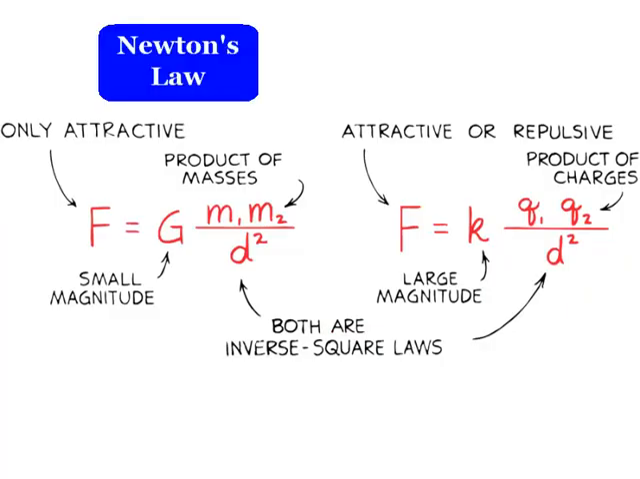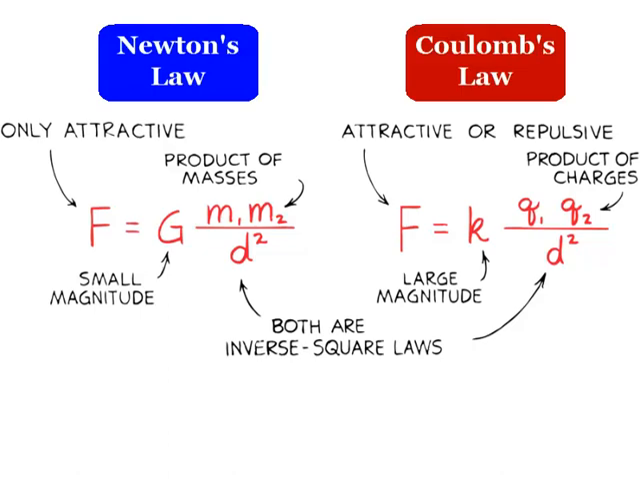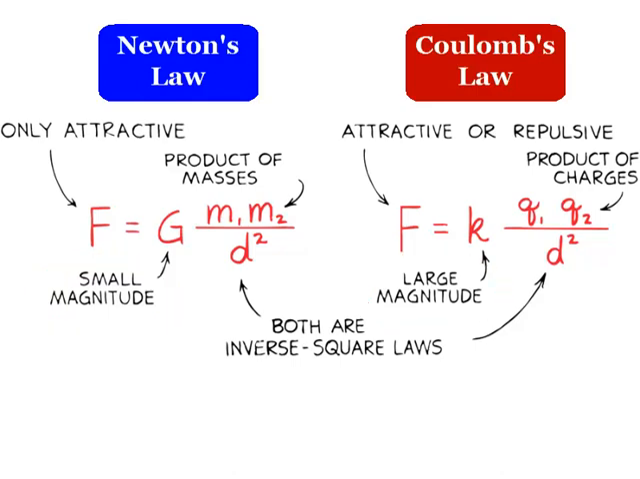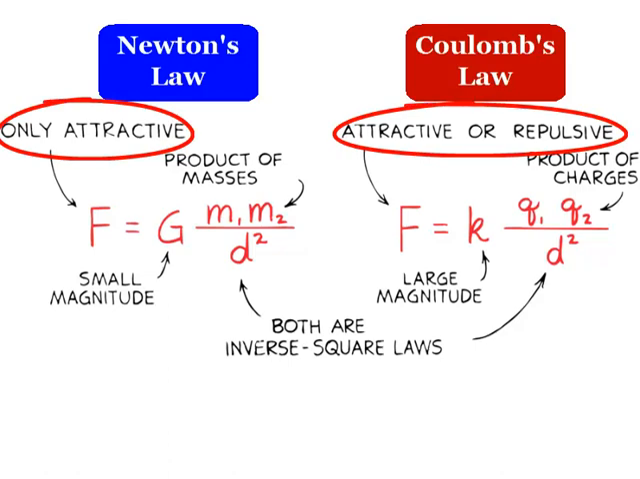Newton's law of gravitation for masses is similar to Coulomb's law for electric charges. Where the gravitational force of attraction between a pair of 1 kilogram masses is extremely small, the electrical force between a pair of 1 Coulomb charges is extremely large. The most significant difference between gravitation and electrical forces is that gravity only attracts, but electrical forces may attract or repel.